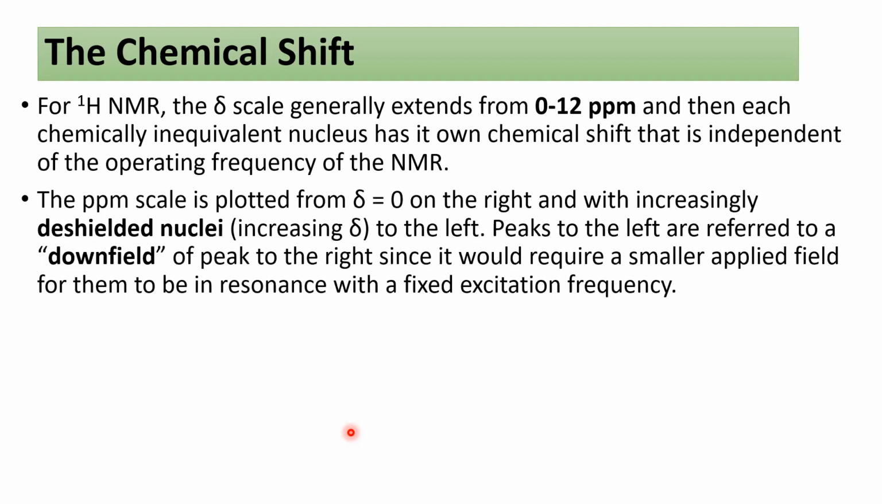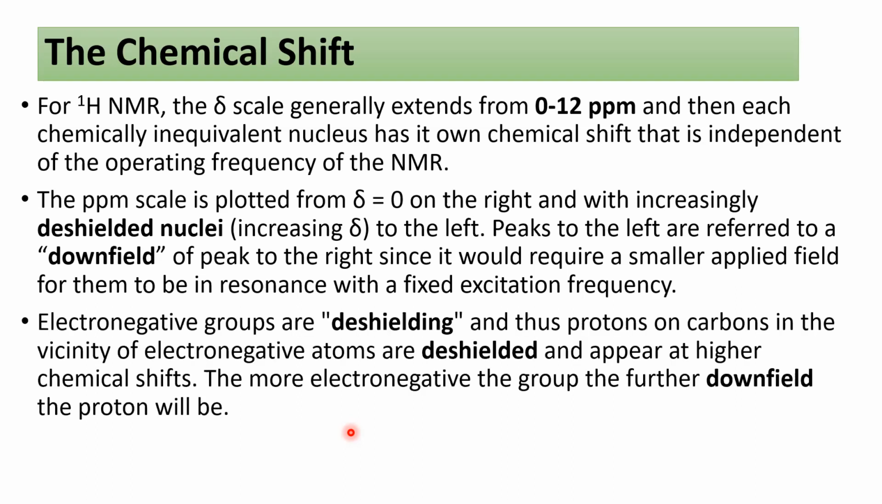The ppm scale is plotted from delta equals 0 on the right, with increasingly deshielded on the left. So right shielded, left deshielded. So on the right you would have 0, on the left you would have 12. You will see examples, all right? So electronegative groups are deshielding. Protons and carbons in the vicinity of electronegative atoms are deshielded and appear at a higher chemical shift. The more electronegative groups, the further downfield the proton will be.